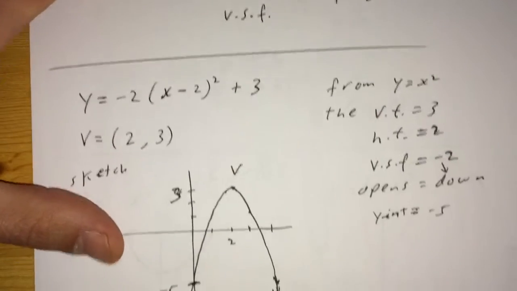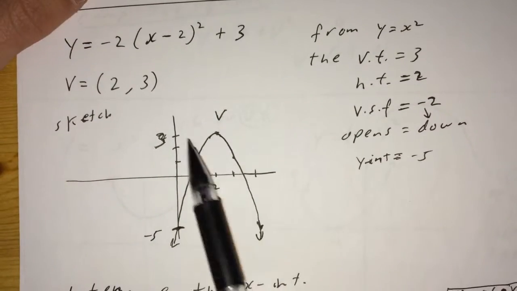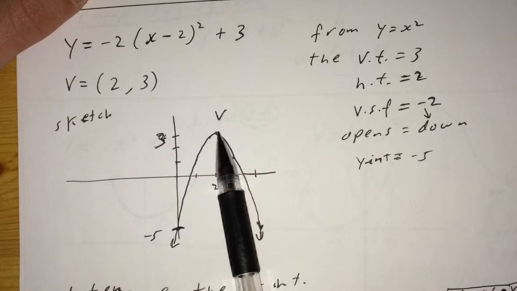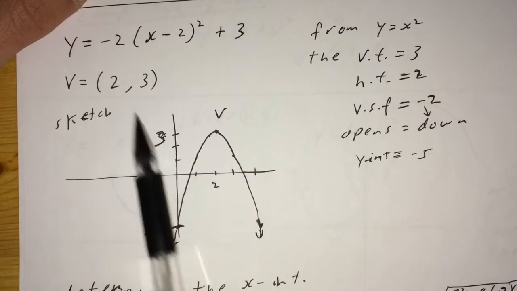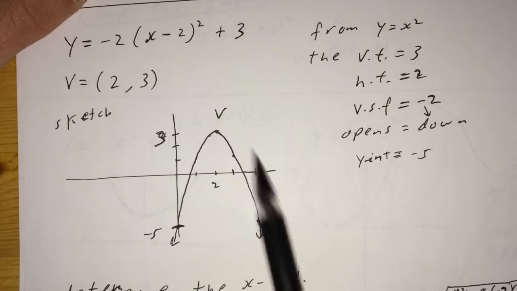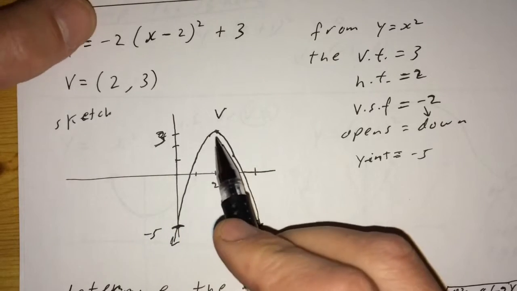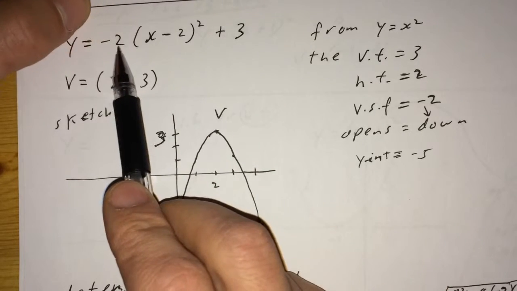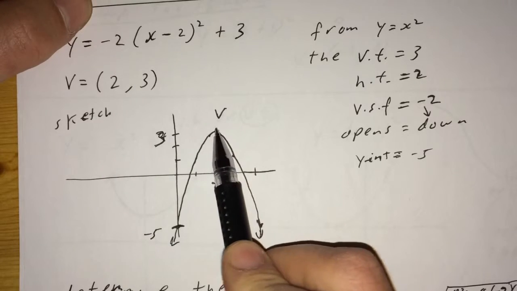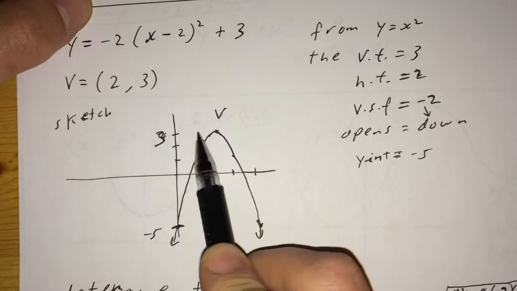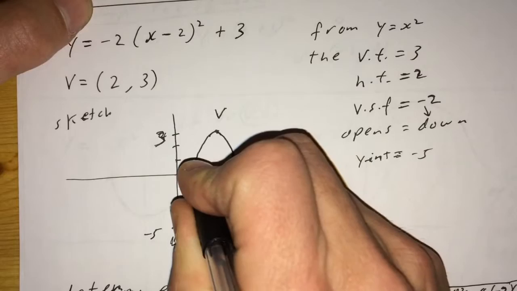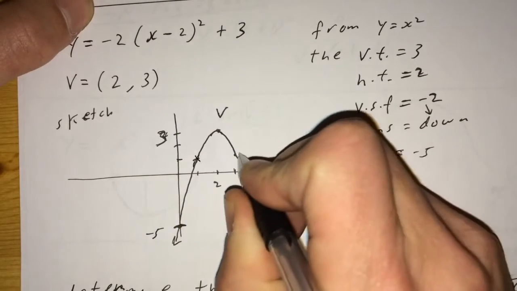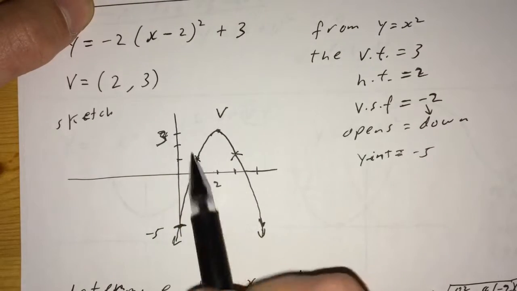When we take a look at this graph, the vertex is at (2, 3), and it opens down because of the negative. And because it's been stretched by a factor of 2, if you go over 1 from 2, you're going to go down 2. Those are two key points there.